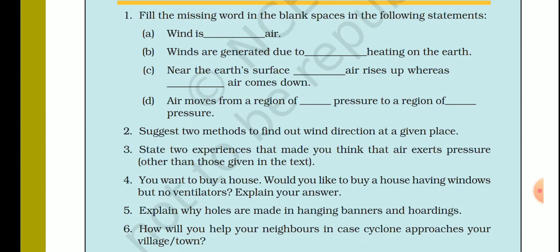Second, by seeing the direction in which it is difficult to ride a bicycle. So these are the two methods to find out wind direction at a given place. You can also write your own if you know some other methods, as there are many methods to find out the wind direction at a given place.